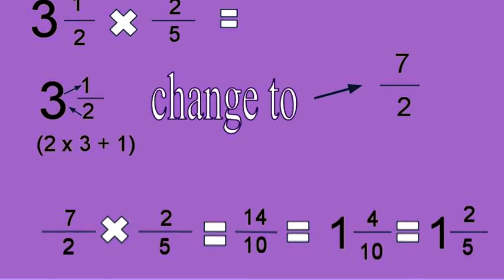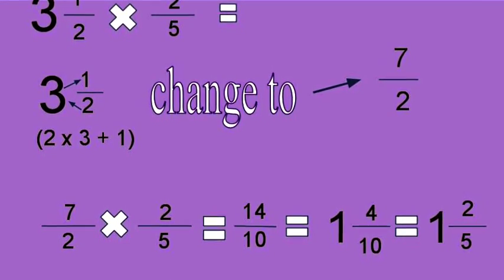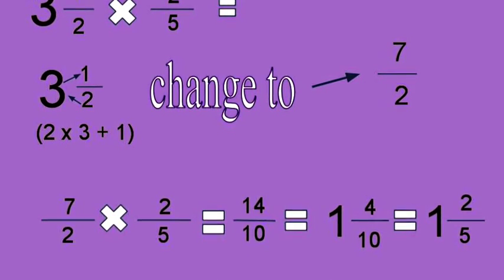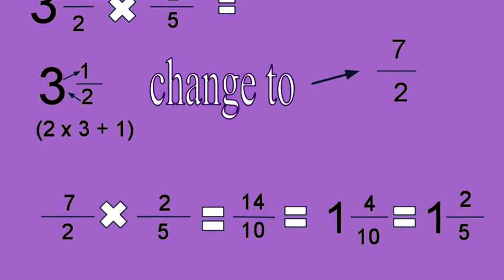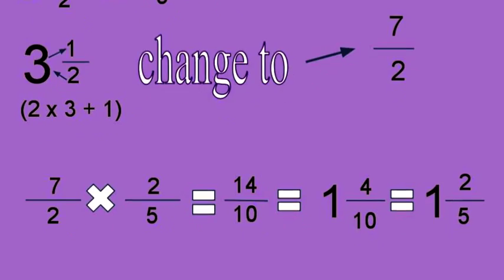Once again, we have a number that is an improper fraction and must be changed back to a mixed number. We do that by dividing. 14 divided by 10 is 1. The remainder is 4, which becomes the numerator, and the denominator stays the same.